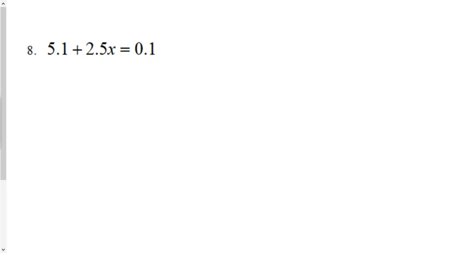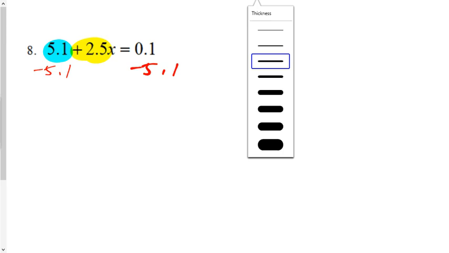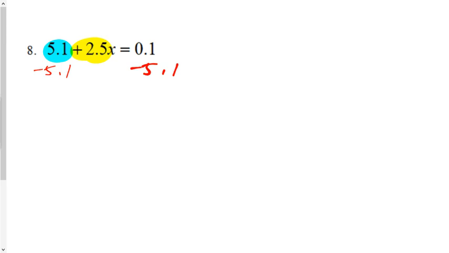Question 8, much easier because we have no fractions. In order to solve this question, it's very important that you know that 5.1 is your constant and 2.5 is your coefficient. When you have a two-step algebraic equation, get rid of your constant first. Subtract 5.1 from both sides. 2.5x is equal to. Don't grab your calculator right away. Think this through with a little bit of arithmetic.